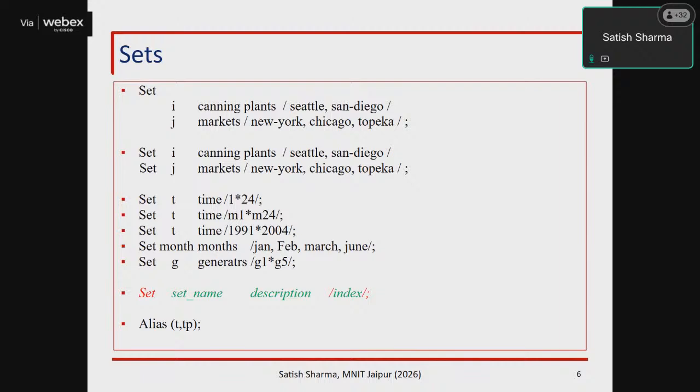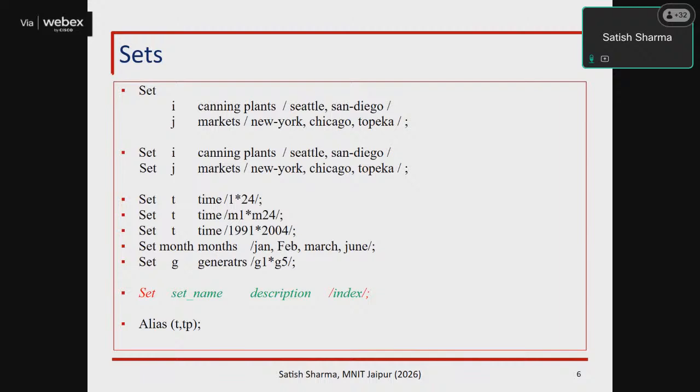I have defined another set which is also time, but the name of the set is month, and the description can also be month, but I have placed months with an s, and I have defined Jan, Feb, March, and June. And if you can see, I am using uppercase, lowercase, all combinations. So it's up to you how you define. Okay, it doesn't matter to GAMS. Similarly, like generators, I have defined G12, G5. So this is how we define.